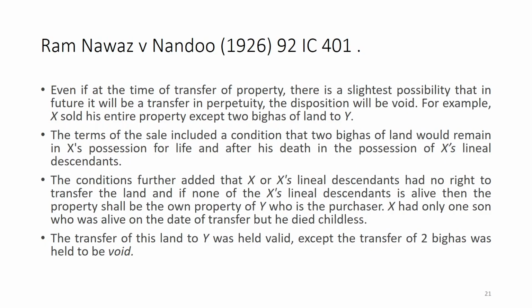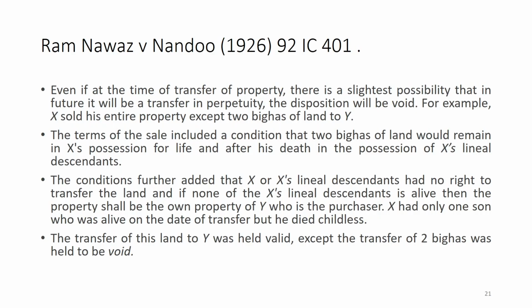Then the condition further added that X or X's lineal descendants had no right to transfer the land, and if none of X's lineal descendants is alive, then the property shall be the own property of Y, who is the purchaser. X had only one son who was alive on the date of transfer, but he died childless. Okay. Then what happened? The transfer of the land to Y was held valid, except the transfer of the 2 bighas, which was held to be void.